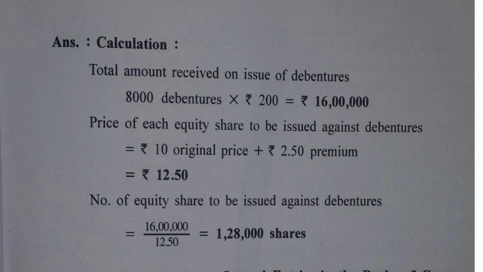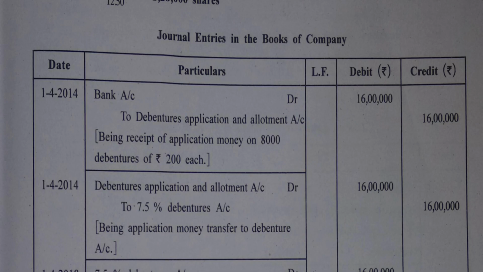Let us write down the journal entries for this now. Journal entries in the books of the company. On 1/4/2014, bank account debit 16 lakh to debentures application and allotment account 16 lakh. Being receipt of application money on 8,000 debentures of rupees 200 each. Obviously, 200 rupees have been received. The debenture has been issued at 200 rupees.